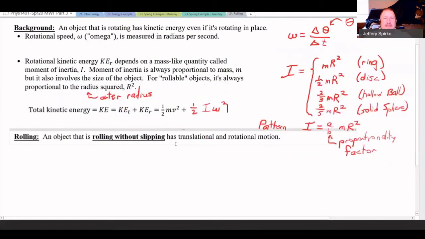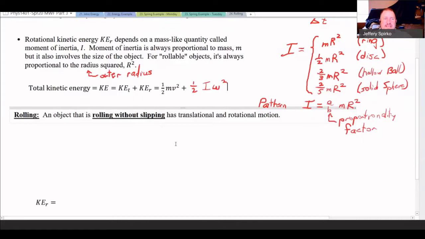Now, the next step we need to take is to think about a rolling object. An object that is rolling without slipping has both translational and rotational energy.